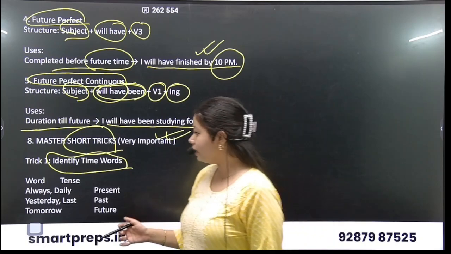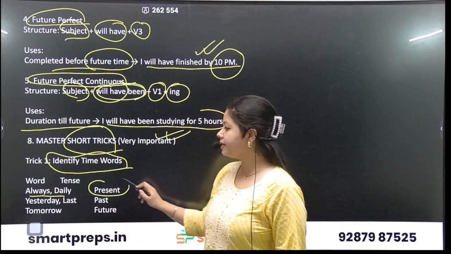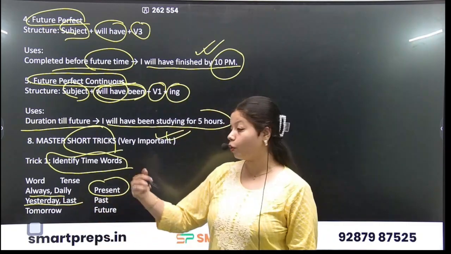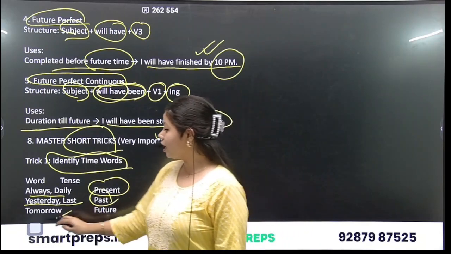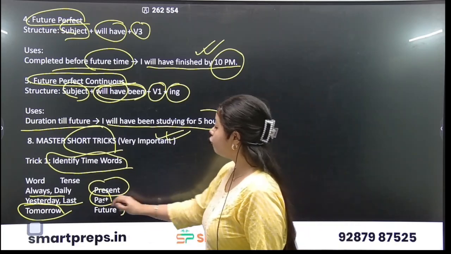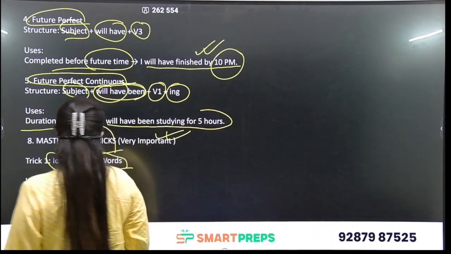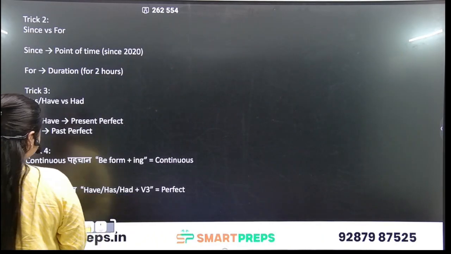When the word is always or daily, the tense is what? Present tense. Whenever the word is yesterday or last time or whatever it is, it will be what? Past tense. If the word is tomorrow, definitely it will be what? Future. These are some time words that we have to identify from the sentences. That was trick 1.